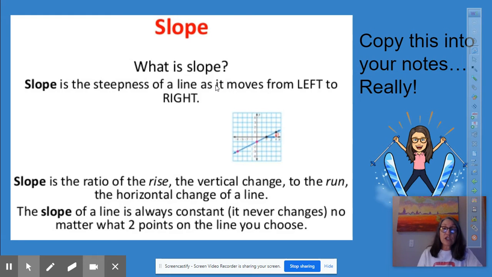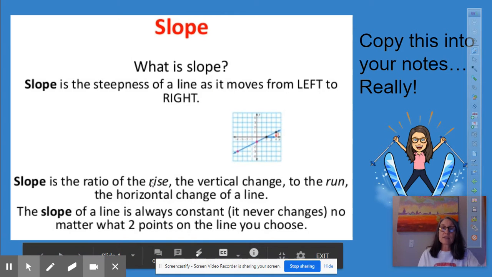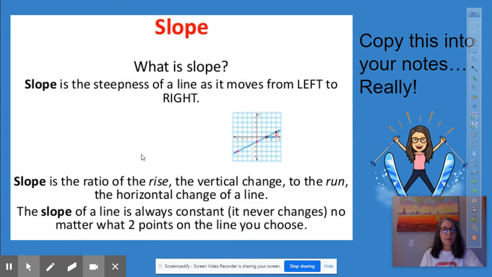The slope is a ratio. What is ratio? Ratio is a fraction. Think fraction. We're going to, generally speaking, write slope as a fraction unless the slope itself is a whole number, which can be written over 1. So again, it can be written as a fraction. And it's a ratio of the rise, or the vertical change, over the run, which is a horizontal change.